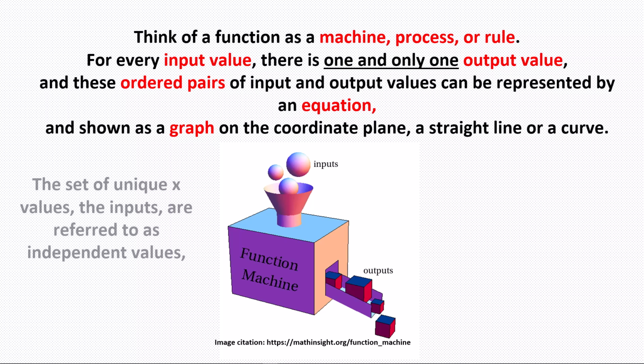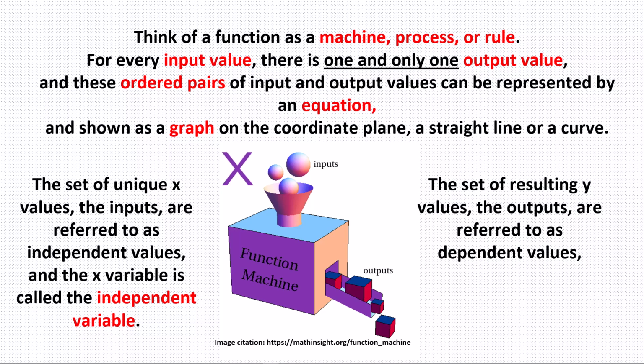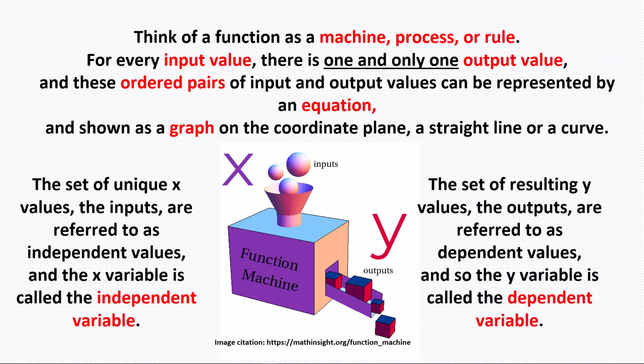The set of unique x values, the inputs, are referred to as independent values, and the x variable is called the independent variable. The set of resulting y values, the outputs, are referred to as dependent values, and so the y variable is called the dependent variable. Let's look at several examples.